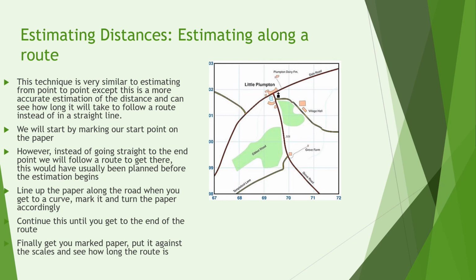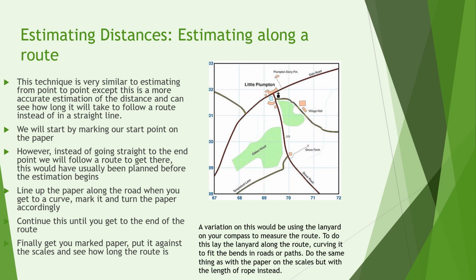Finally, get your marked paper and put it against the scales. Check to see the start and end mark, and then you should get a more accurate estimation of how far it is following a route from position A to position B. A variation of this would be using the lanyard on your compass to measure the route. You use the same method with paper, but instead of marking it, just lay it across the route, curving it to fit the bends in roads or paths. Do the same thing with the paper as on the scales, but with the length of rope instead.